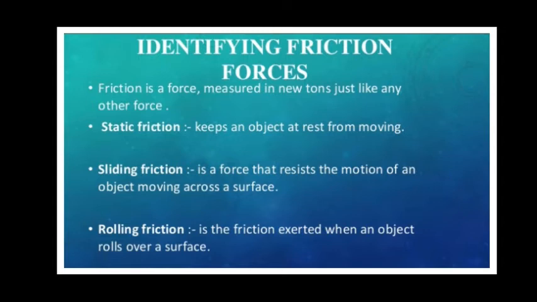As I have discussed, there are three types of frictional forces: static frictional force, sliding frictional force, and rolling frictional force. Static frictional force is a force that acts on an object which is at rest and is going to move, or an object that is going to come to rest. Sliding friction is a frictional force that resists the motion of an object moving across a surface. Similarly, rolling friction is a force exerted when an object rolls over another object or surface.